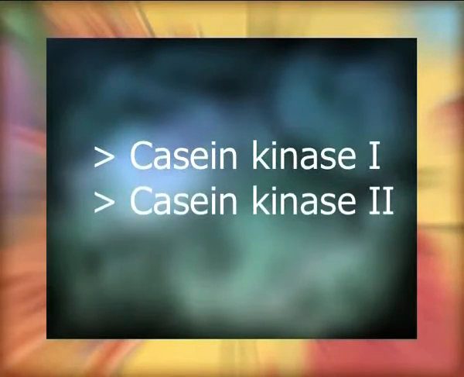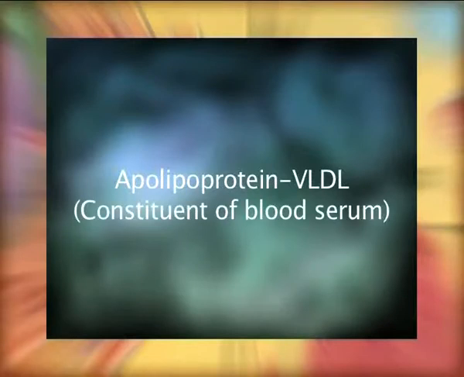One molecule that is phosphorylated in the Golgi is apolipoprotein, which forms a molecule known as VLDL, that is a constituent of blood serum. It is thought that phosphorylation of these molecules is important to help aid in their sorting for secretion into the blood serum.